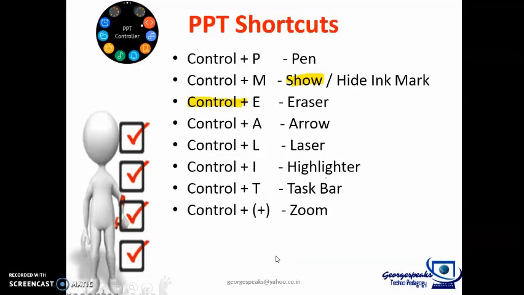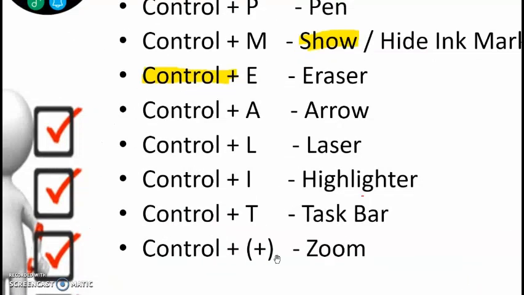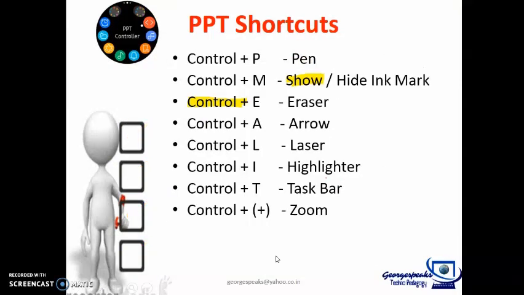When you press Control plus plus, automatically you can see that the font becomes bigger and your screen is zoomed. And in order to bring it back to the original size, you have to press Control plus minus, and you can see it will come back to its original size.